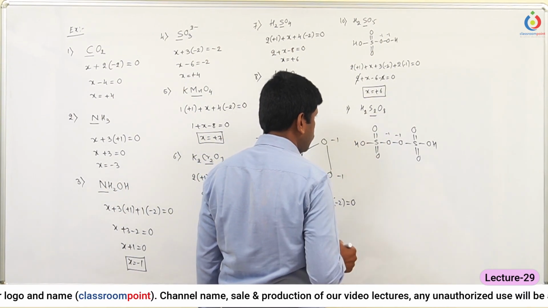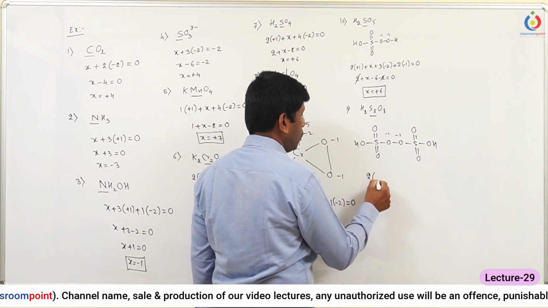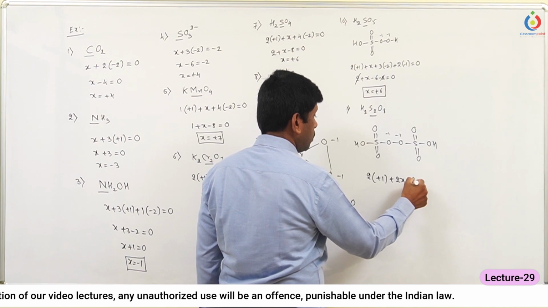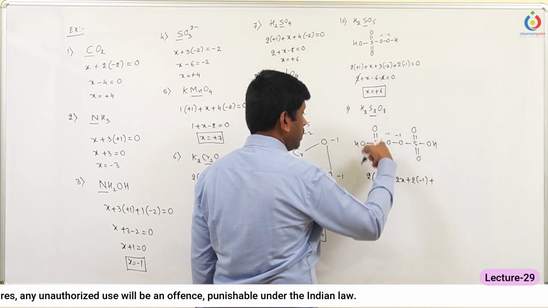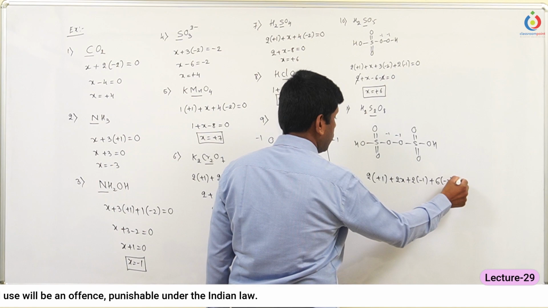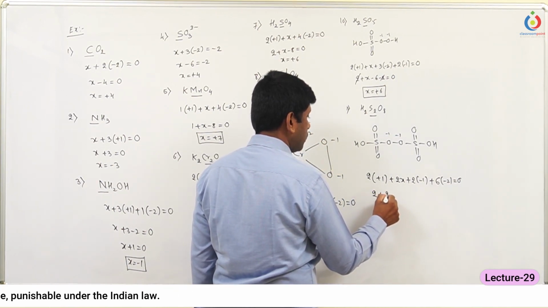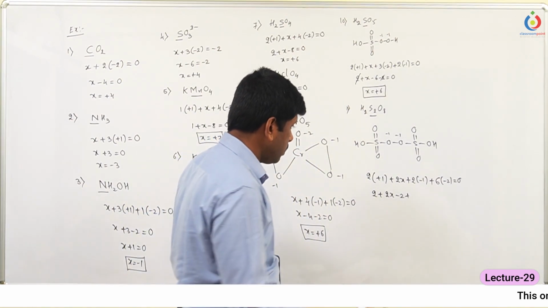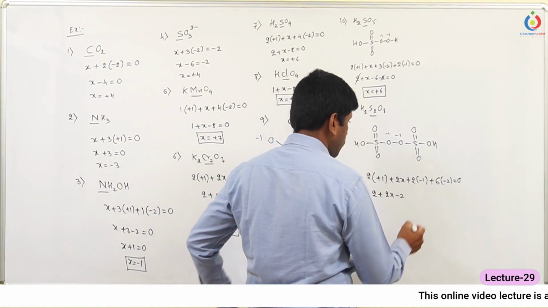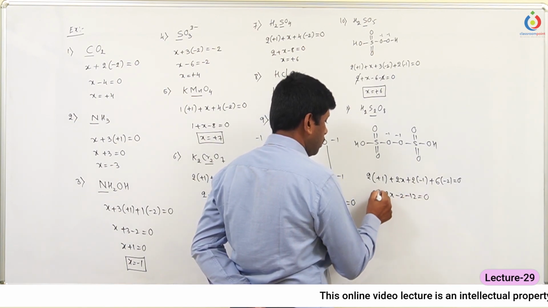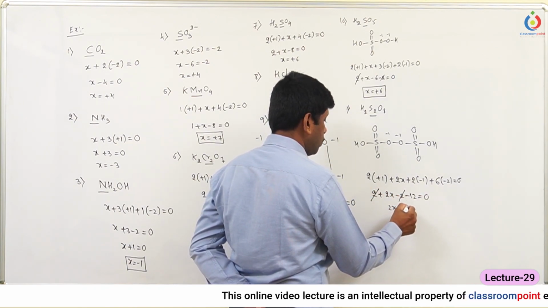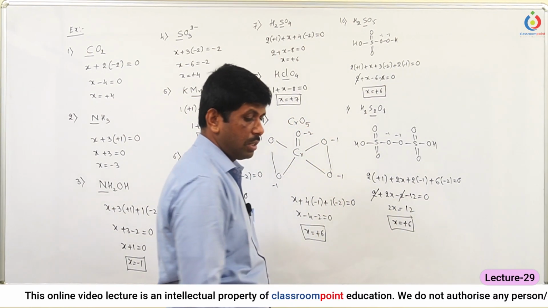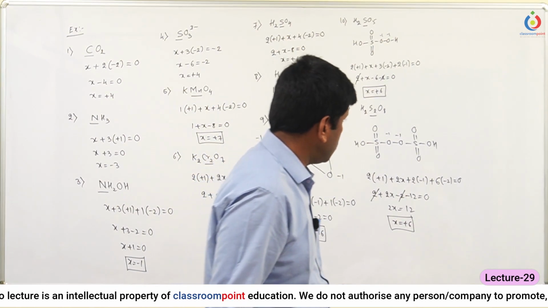So let us calculate the oxidation state of these 2 sulfurs. 2 hydrogens, plus 1, plus 2x, plus 2 oxygens, 2 into minus 1, plus 6 oxygens, 6 into minus 2, equals 0. So 2 plus 2x minus 2 minus 12 equals 0. So 2x equals 12, x equals plus 6 oxidation state. That means each sulfur is getting the plus 6 oxidation state.